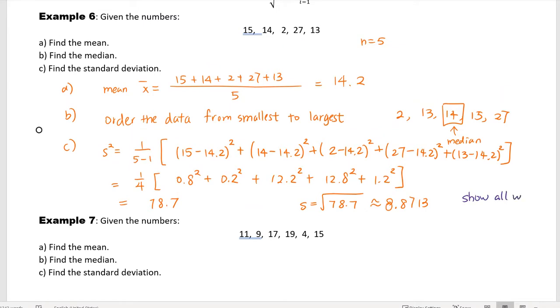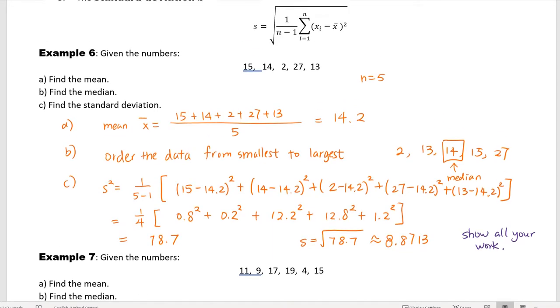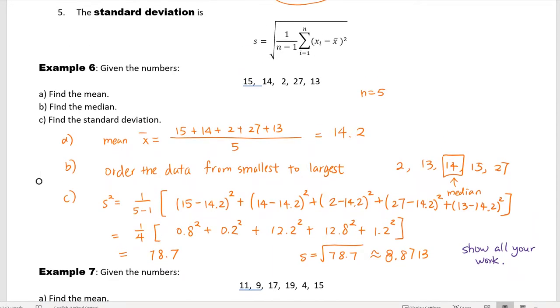Show all your work, otherwise no credit. Okay, and let me teach you. You can actually get the mean, standard deviation, and variance directly from your calculator if you input the data. And let me show you how to do it.